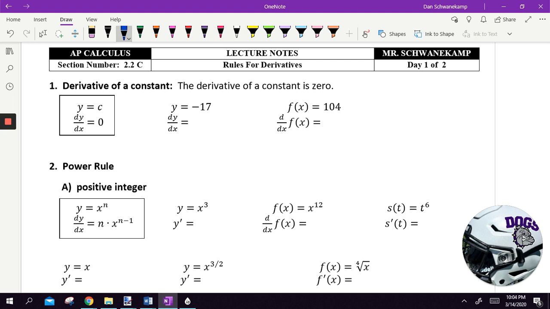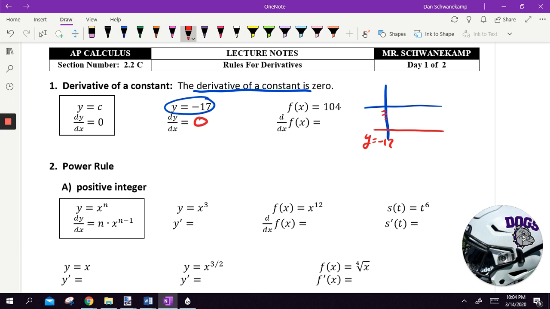All right, so derivatives of a constant. If we take the derivative of a constant, y equals -17. That is a horizontal line right here at -17. Well, what is the slope of that line going to be anywhere on that line? The slope is going to be 0. It's a flat line. And so if you were taking the derivative of any number, just a number without any x, the slope is going to be 0, so the derivative is 0. That's a rule.